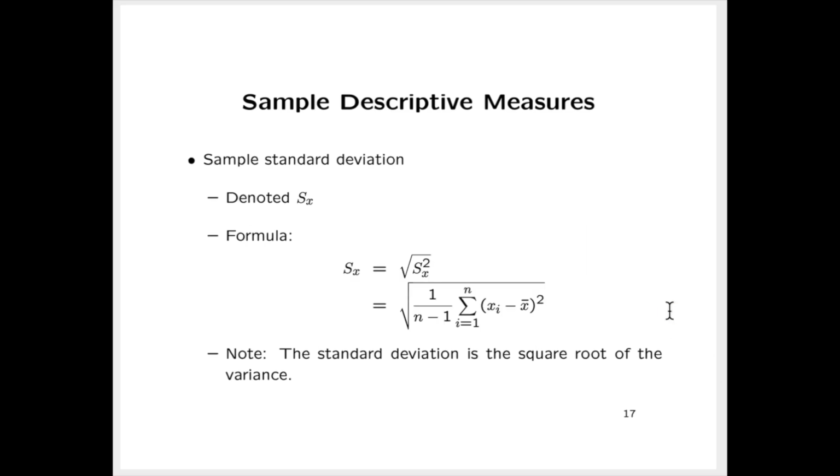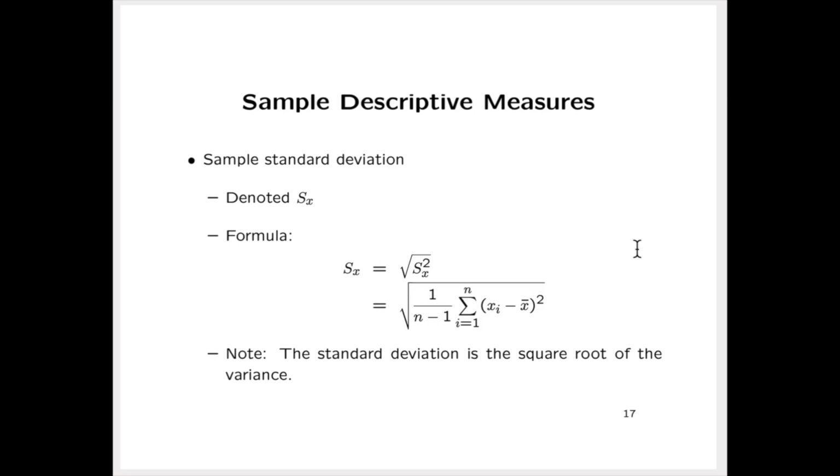Once we have the sample variance, we can calculate the positive square root of the sample variance to get the sample standard deviation. And as you would guess, because we are taking the square root of s squared, we're going to denote that square root by s. So capital S is the typical notation for the sample standard deviation.